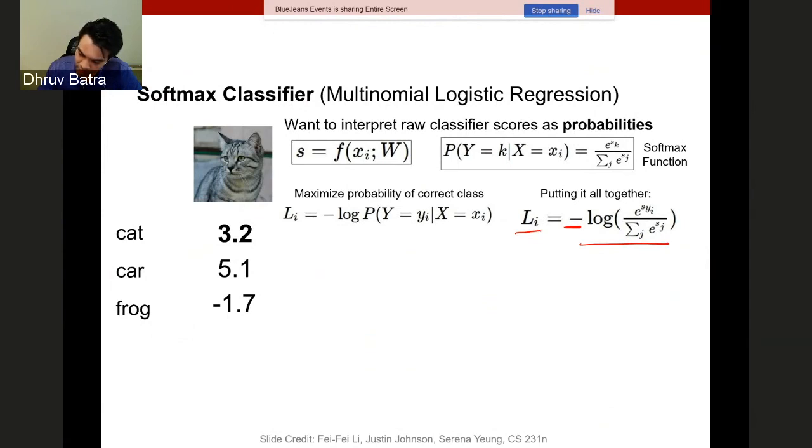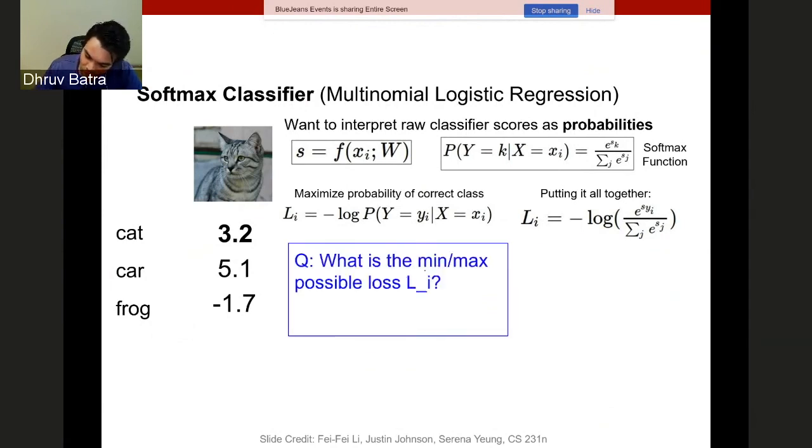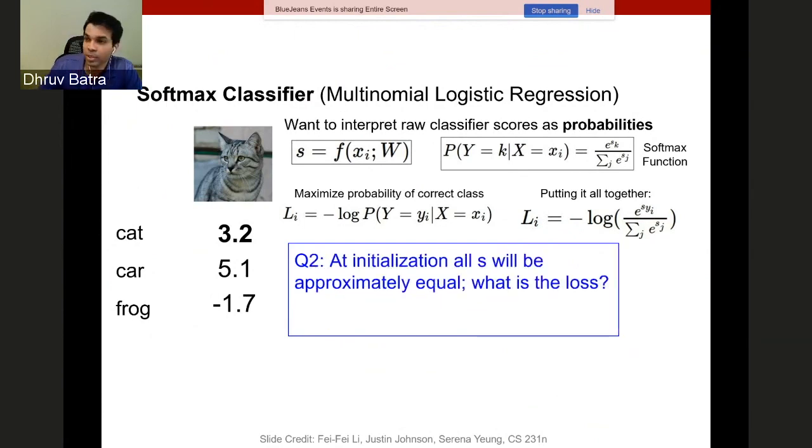So let's ask, what is the min and max possible value for L sub i? We're going to exponentiate the scores and we're going to normalize them. What's the lowest we could get, and what's the highest we could get? Inf. Okay, so here's another question.